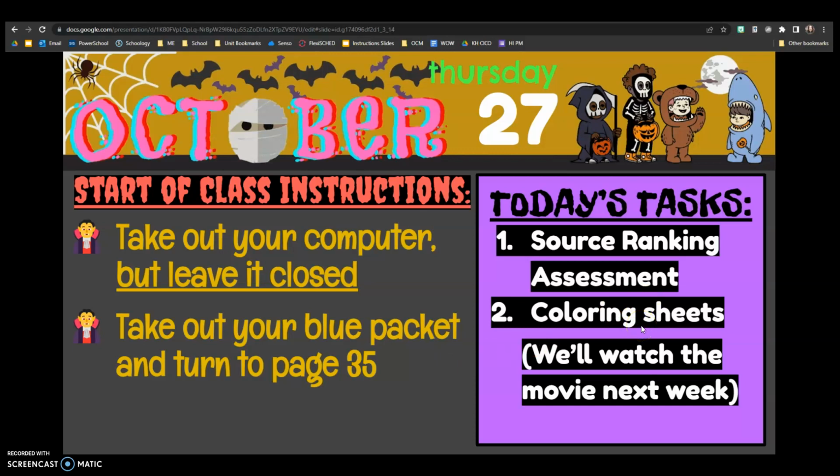I know I mentioned earlier this week that I would be giving you the opportunity to watch Hotel Transylvania 2. Unfortunately, I just don't feel comfortable doing that without me being there to make sure that everyone's done with their work before they start that. So I'm going to go ahead and wait on that until next week, and then you guys can just do some coloring sheets if you get done early.